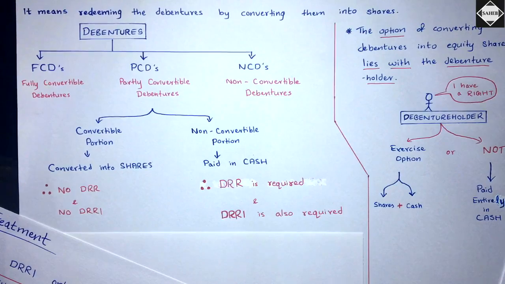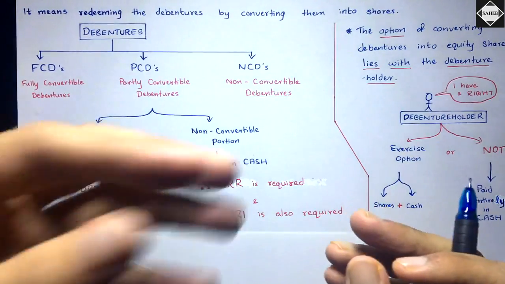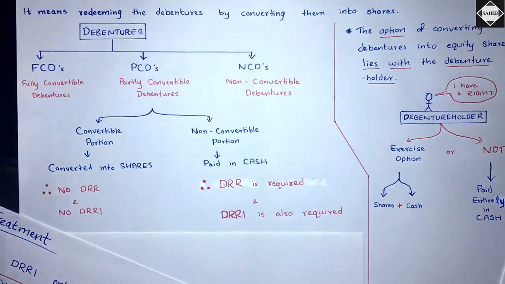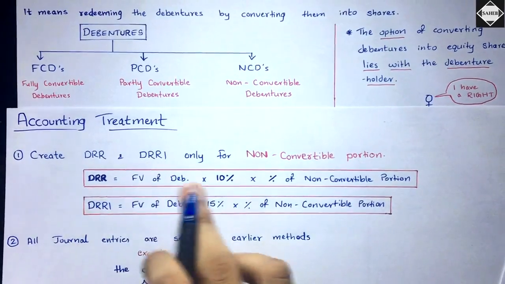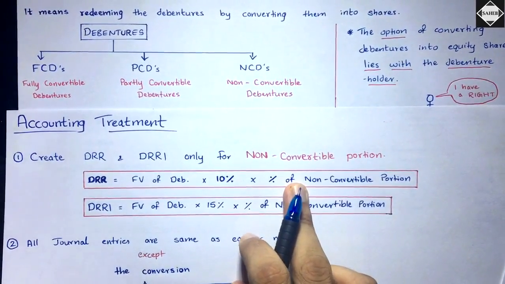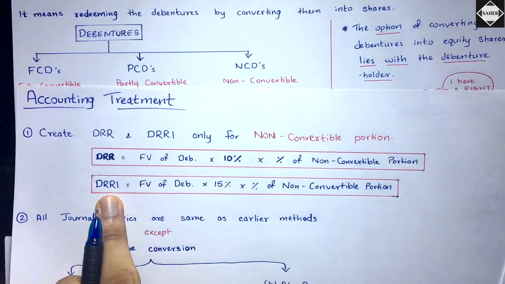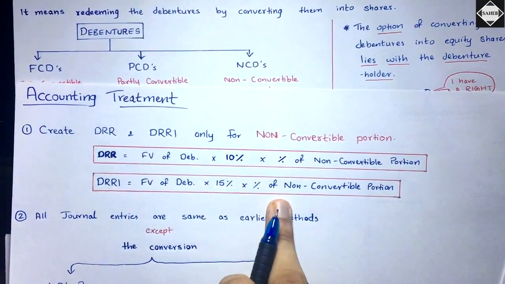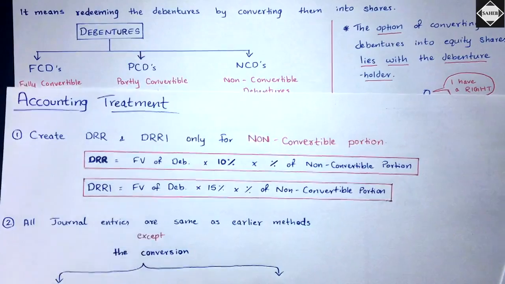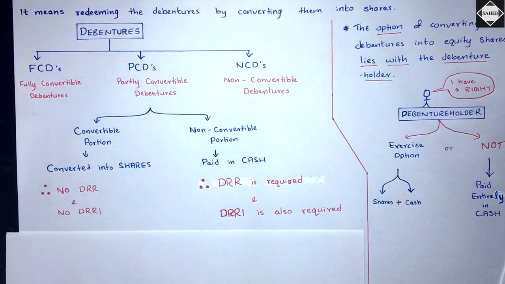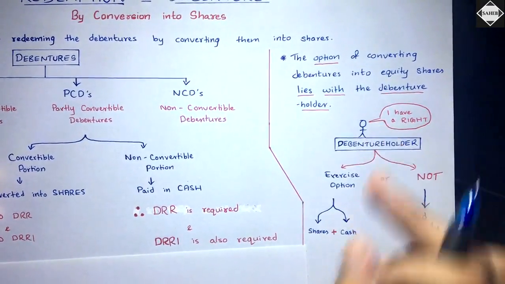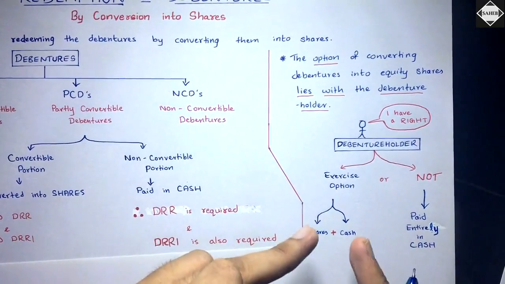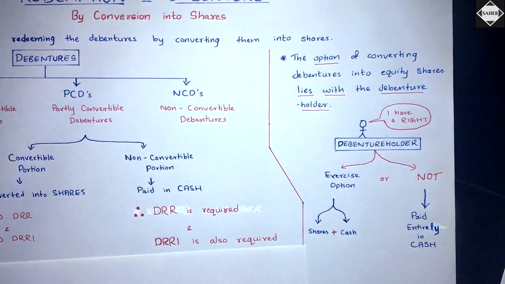The question will tell you 1000 debentures are there. Just for an example, 40% is convertible portion, 60% is non-convertible. So when you calculate the DRR, simply you have to take 60%: 10 lakh into 10% into 60%. And when you create the DRI also, 10 lakh into 15% into 60%. Is that okay? So that's what you have to do in this DRR and DRI. You're clear with that? And you also understood the logic behind this. The option lies with the debenture holder. He has a right to choose whether he wants the shares or not. Okay, fine.